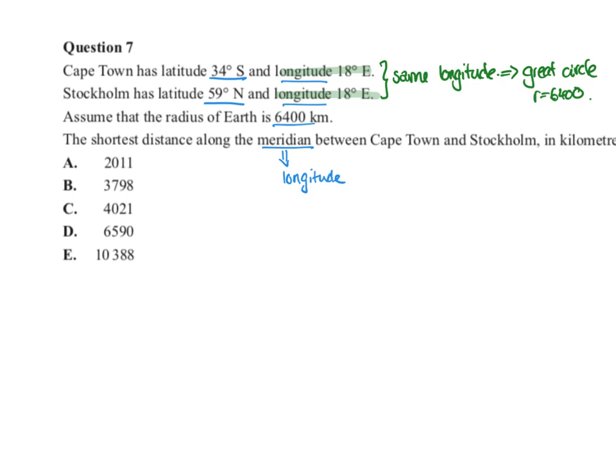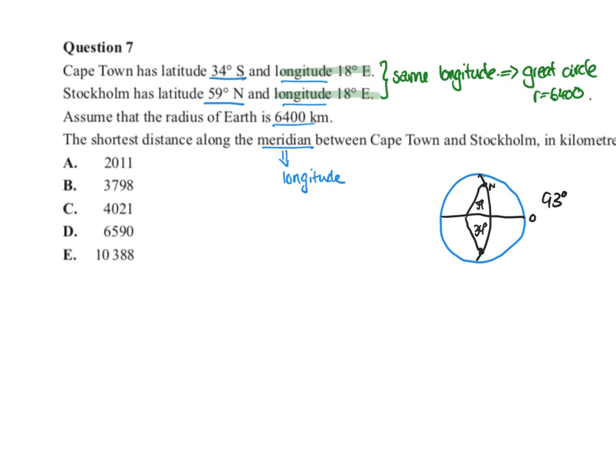So we just have to think about it. All right, here's your world. They're going on the same longitude. That's the zero, the equator. One is up at, say, 59 north, and the other one's down at 34 south. So the angle between them is 93. So 59 plus 34 is 93.